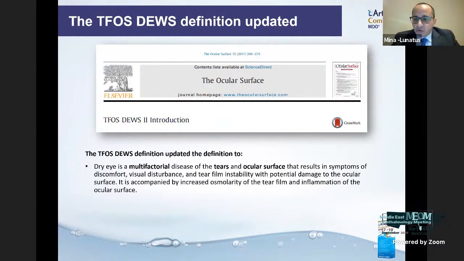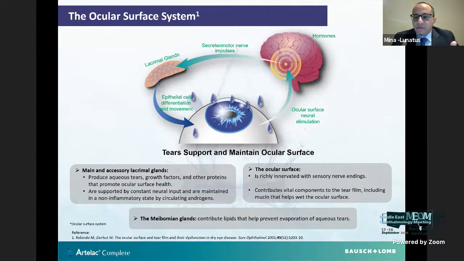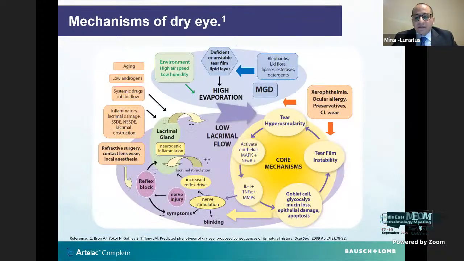First is about the definition of dry eye being updated as a multifactorial disease, and this takes us to all the components of the ocular system that are involved in dry eye: the main and accessory lacrimal glands, the ocular surface, and the meibomian gland, which result in a 3-dimensional tear film composed of an aqueous component from the lacrimal glands, lipid component from the meibomian gland, and mucus component from the corneal epithelium and the goblet cells. So dry eye is multifactorial because any deficiency in any of those components can result in dryness. We can have goblet cell deficiency, lacrimal gland deficiency, or meibomian gland deficiency.